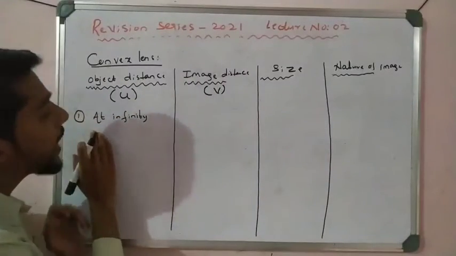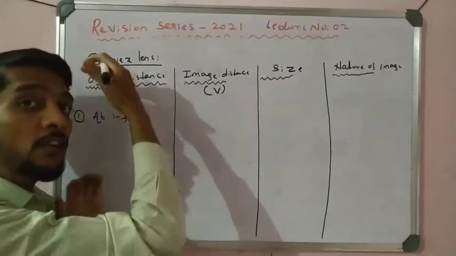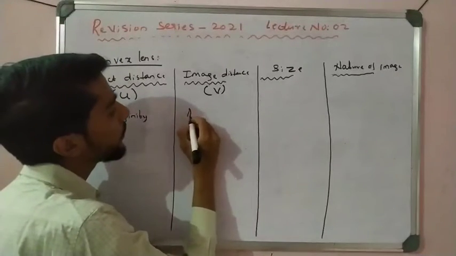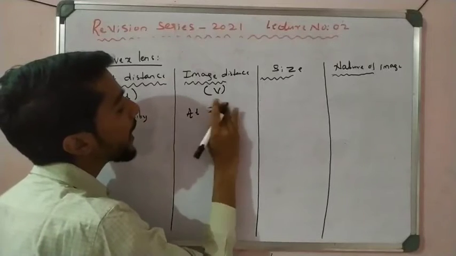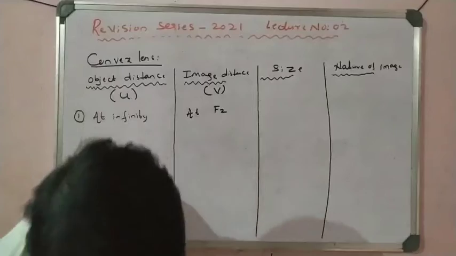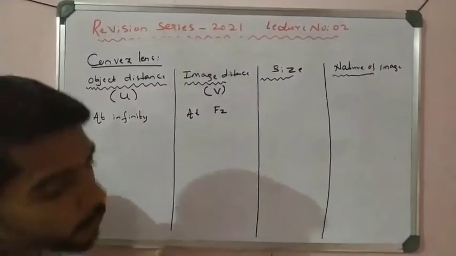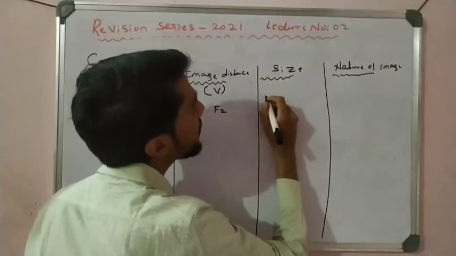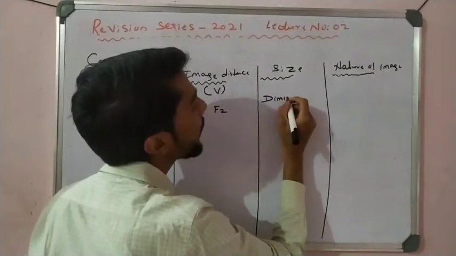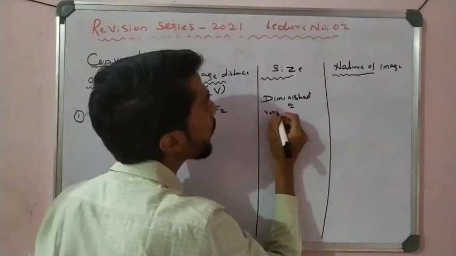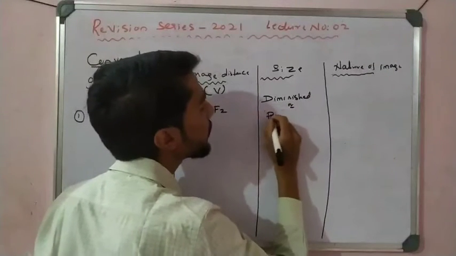So if I keep the object on the left side at infinite distance, what happens? The image is formed at F2. You have to remember that. The image is formed at the focus F2. So what is the size here? The size is diminished, or very small. It is point size.